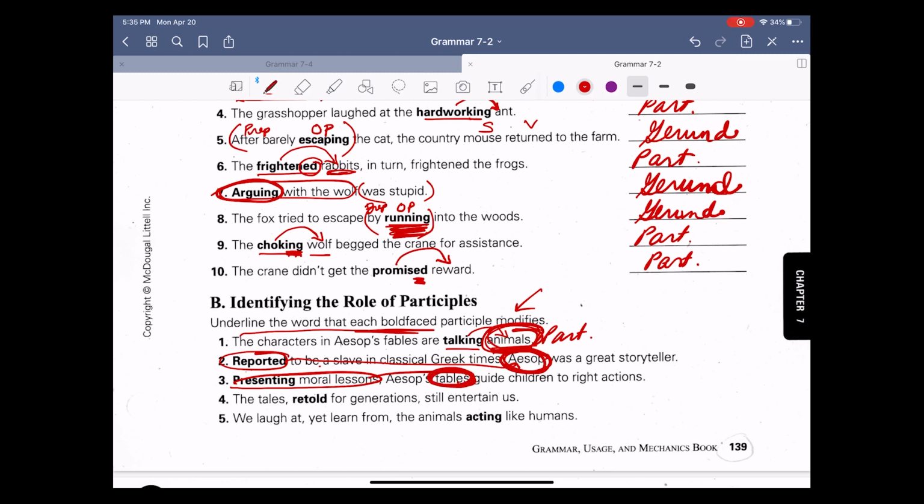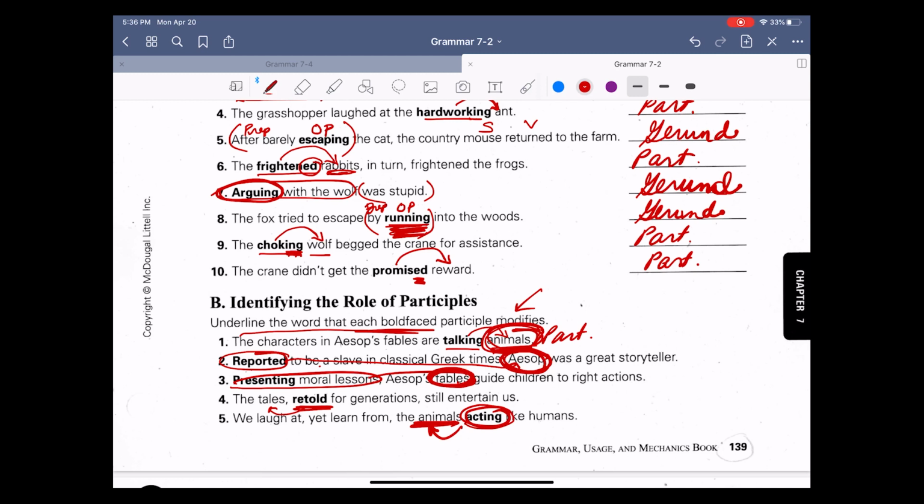Number 4, the tales retold for generations still entertain us. Here is past tense. That's our participle, and it's telling us about tales. Number 5, we laugh at yet learn from the animals acting like humans. Who or what is acting? The animals. So our answer for number 5 is animals.